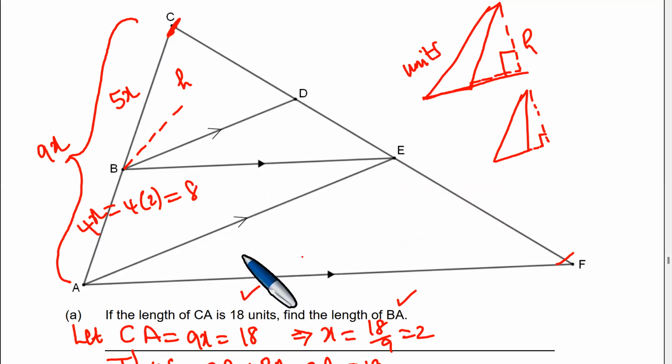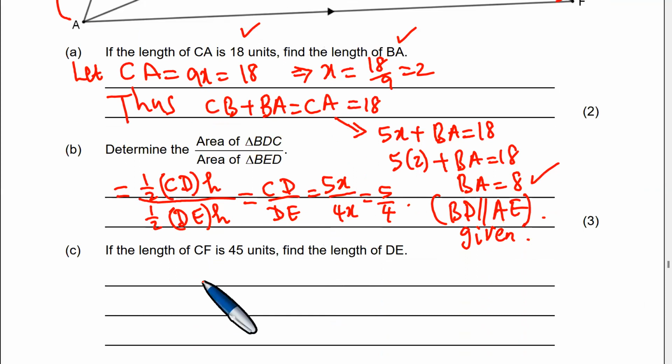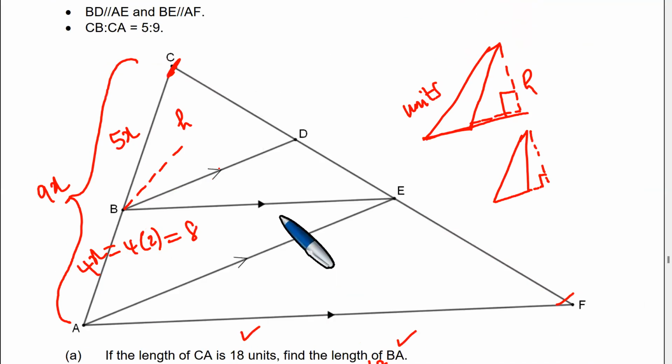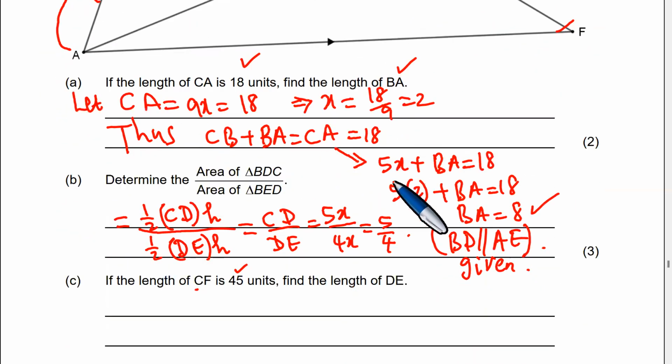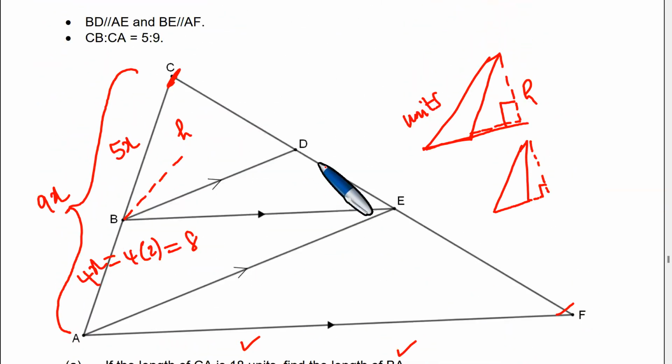The reason is that the examiner is giving us CF, which is 45 units. So if you look at the whole CF is 45 units, the examiner is now bringing us this side of the shape. So we can play around, but now we want DE. The examiner is saying, find the length of DE, which is this little thing here. But we need to use what? We need to use CF.